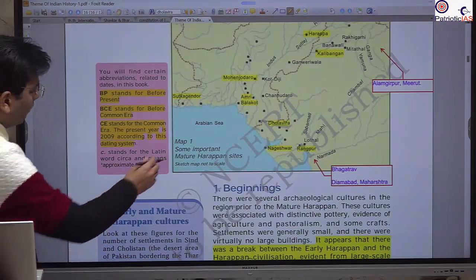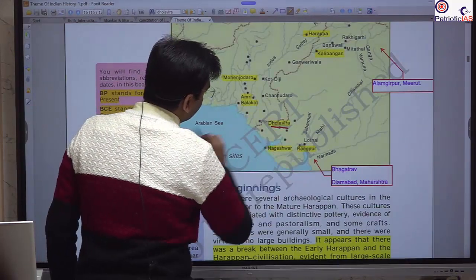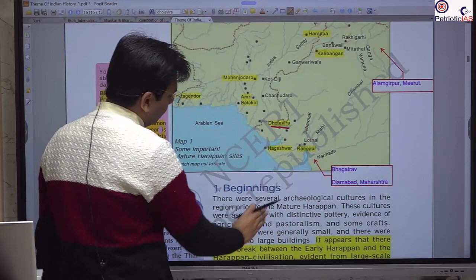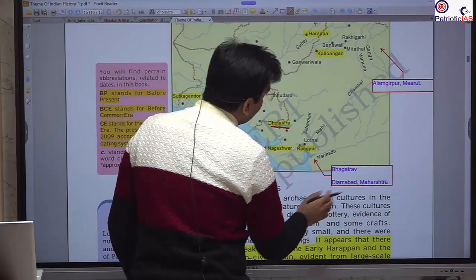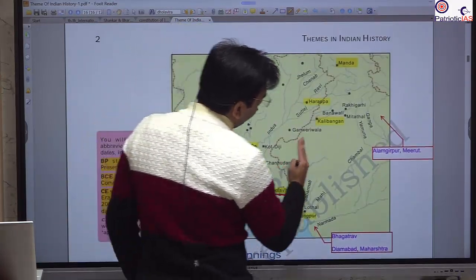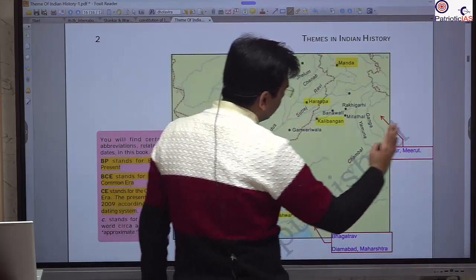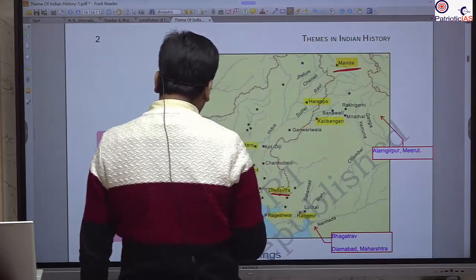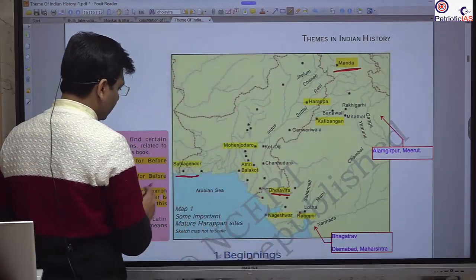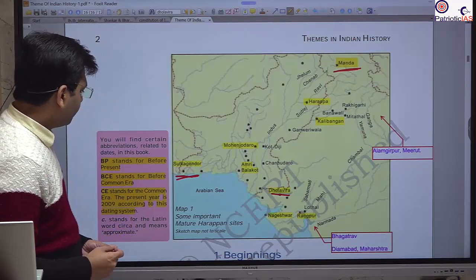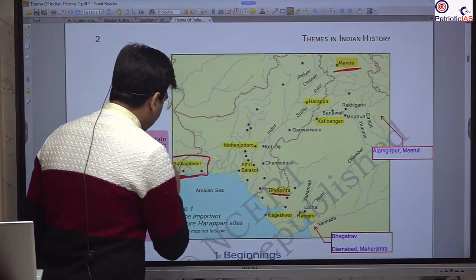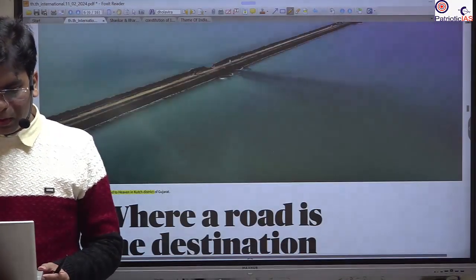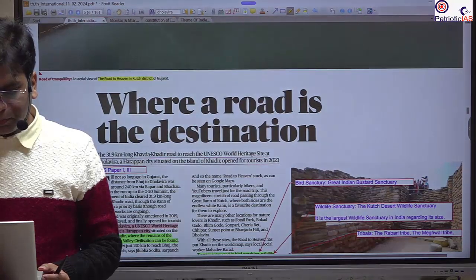Okay, so this is Dholavira here. You should know which place is located in the southernmost part: it is Diyamabad. The outmost eastern part is Alamgirpur, the northernmost is Manda, and the westernmost is Sutkagen Dor. Okay. So it is at Baluchistan, where there is intense fighting going on.